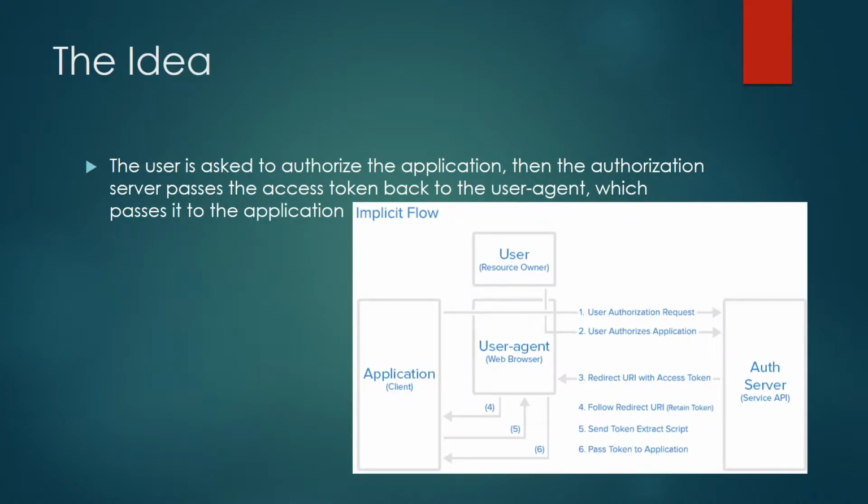So guys, here is the graph, and we're going to start breaking up everything step by step so you can get a better idea about what's going on under the hood. So we have the user is asked to authorize the application, then the authorization server passes the access token back to the user agent, which passes it to the application. So you see the chain is different from the authorization code flow.